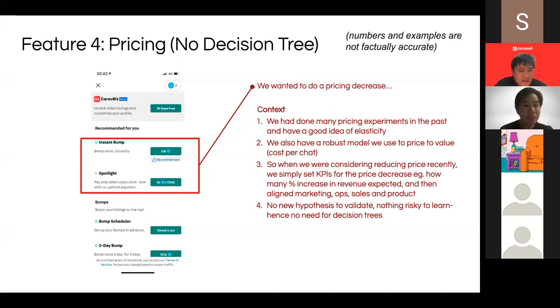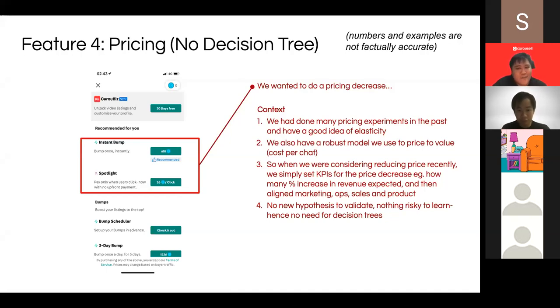But the context is this. We had done many pricing experiments in the past. We knew the elasticity. I don't think you ever truly know, but we had a good idea. We also have a robust model we use to price to value. When you buy a bump, we figure out how many chats that would typically get you, and we try to cost that fairly. So when we were considering reducing price, we simply set the KPI for the price decrease: how many percent increase in revenue is expected. It's just an impact sizing.